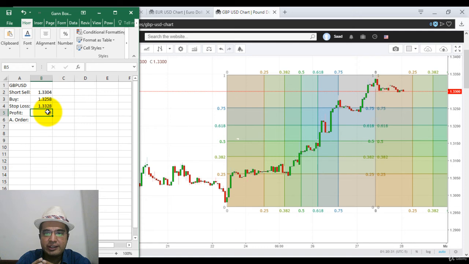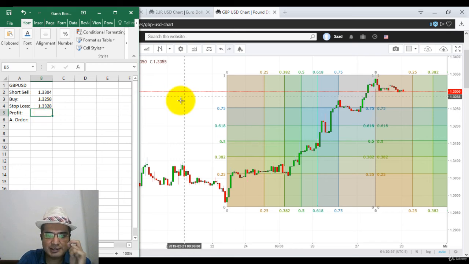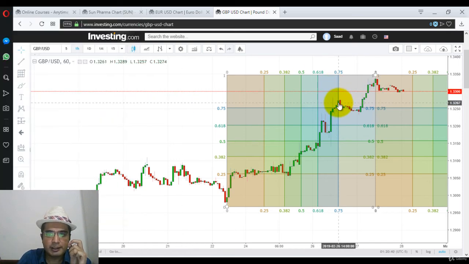Now in day trading, it's known that you should never be aiming for such a high level of profit. Now as we discussed earlier, this high of 1.3289 is also brilliant. That gives you a good profit. So we should be seeing this level as an important level. Even this level of 1.3273 is important.